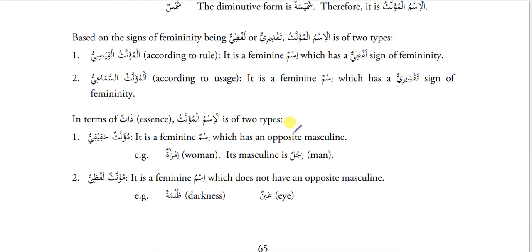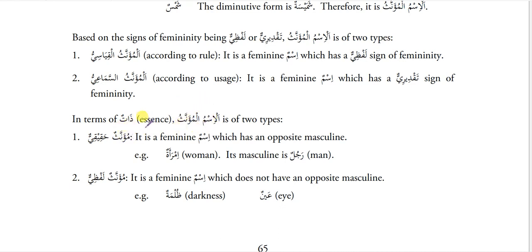Now based on the sign of femininity being lafzi and taqdiri, ism are of two types. One is called al-muannas al-qayasi, which means according to the rule. It is a feminine ism which has a lafzi sign of femininity. So in general, the muannas is divided into two parts. One is muannas qayasi and another one is muannas simai. Muannas qayasi means a muannas whose sign is present in the word, and muannas simai means a muannas whose sign is not present in the word. We heard it from the Arabs and then we use it as a muannas.